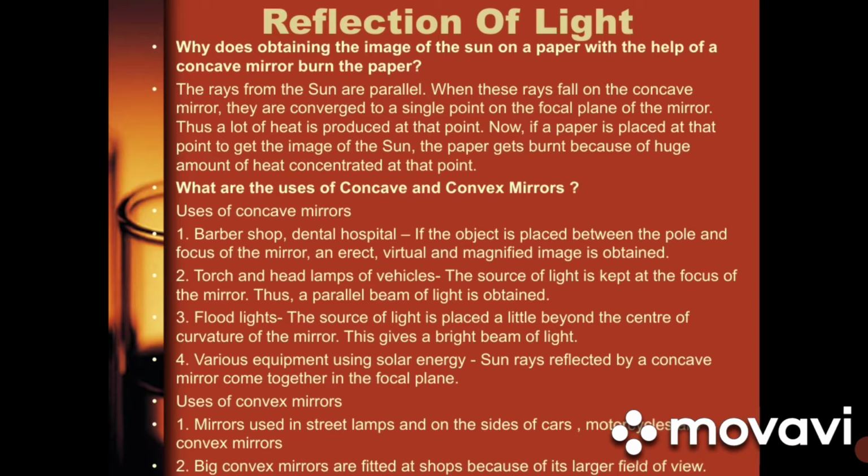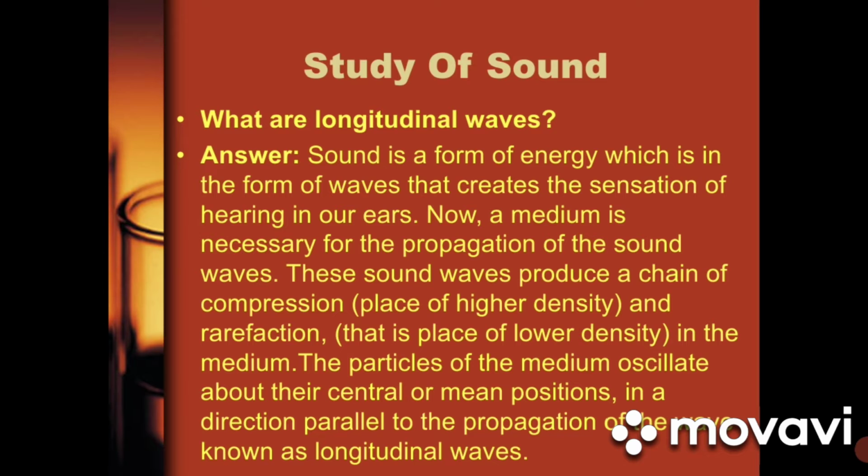The uses of convex mirrors. Mirrors used in street lamps and on the sides of cars and motorcycles are convex mirrors. Big convex mirrors are fitted at shops because of their larger field of view. Let us now revise study of sound.